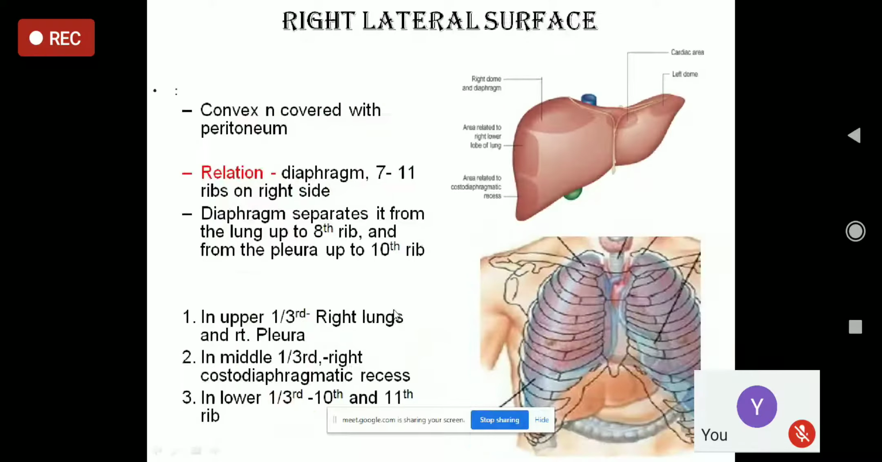Now we'll talk about the right lateral surface. So this is the right lateral surface.